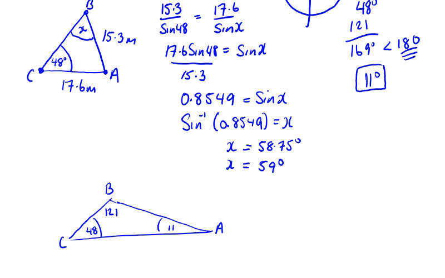When do we use it? We use it when we have a side and the angle opposite, and another side or another angle. When you can't use the sine rule, you're going to have to use the cosine rule, which is going to be in the next video.